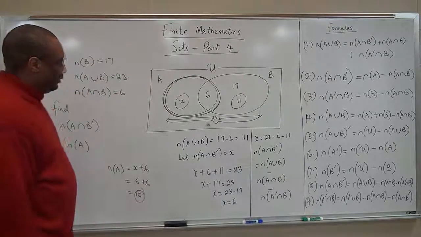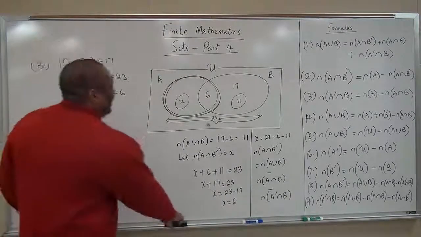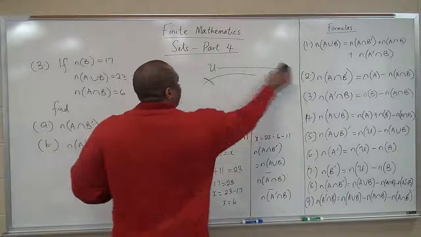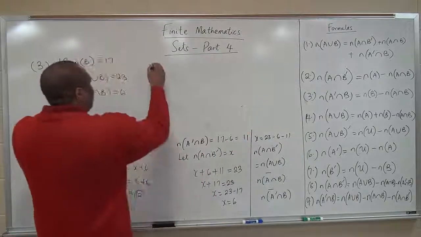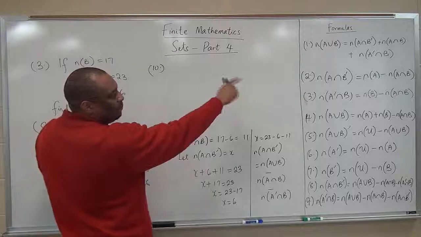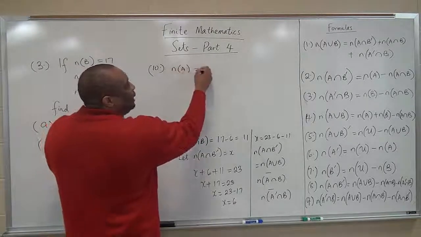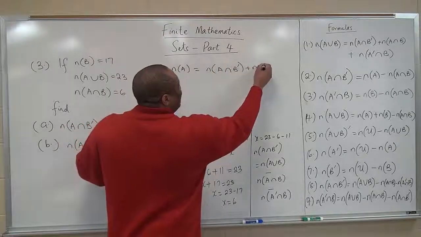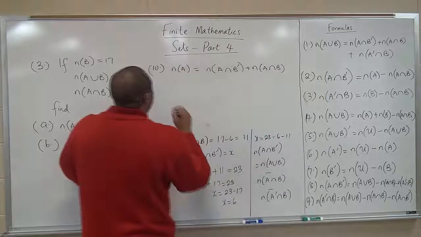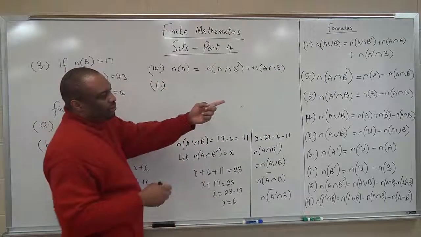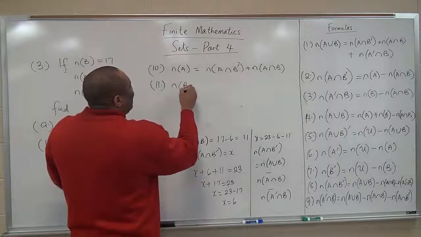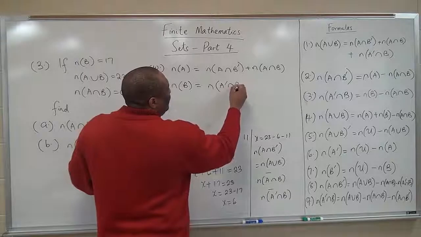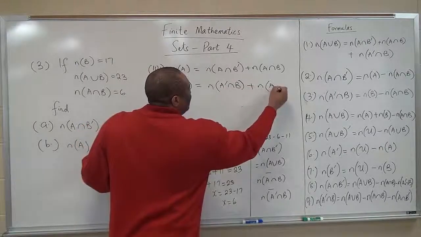Or you can do that from the formula. I'm going to write the next one, formula number 10. We see that's from formula number 2. Cardinality of A will be cardinality of A intersect B prime plus cardinality of A intersect B. And then similarly, from the third formula, we see that cardinality of B is cardinality of A prime intersect B plus cardinality of A intersect B.